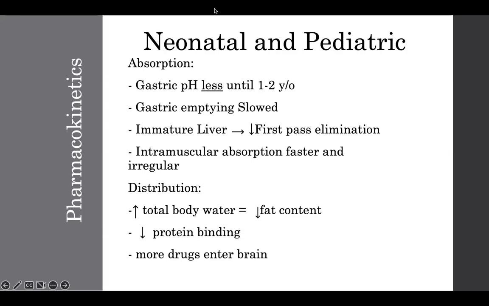Okay. And then when it comes to distribution in the neonatals and pediatrics, since they have an increased percent of total body water and decreased fat content, they will also have a decreased protein binding. So you have more drugs that enter the brain, but it can also affect how the drug is carried throughout the body.